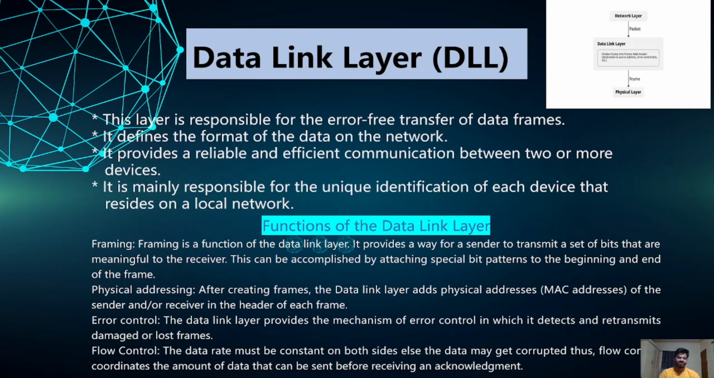The functions of the data link layer are many. It provides a way for the sender to transmit a set of bits that are meaningful to the receiver. The data link layer adds the header and trailer to the frame. The header, which is added to the frame, contains the hardware destination and source address. Then we have the physical addressing.